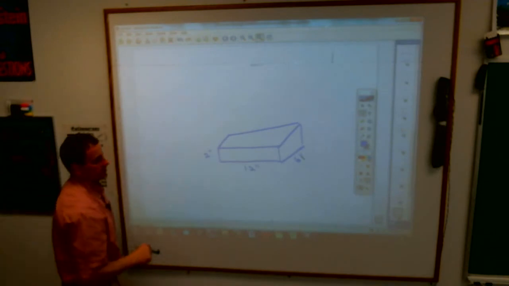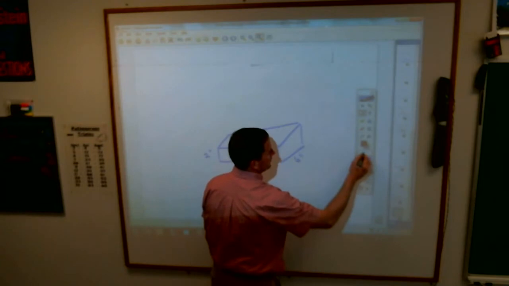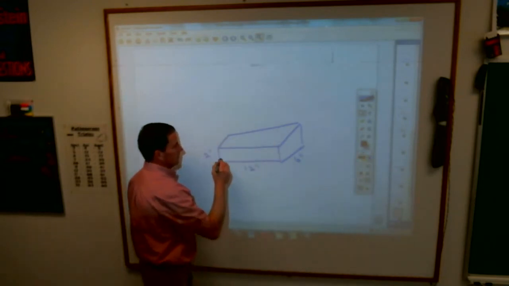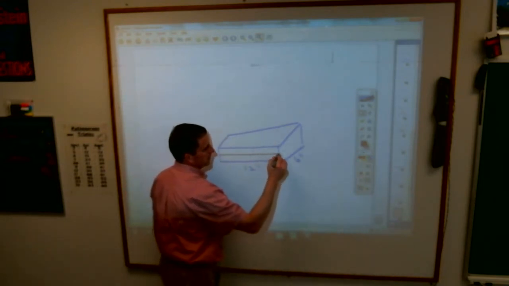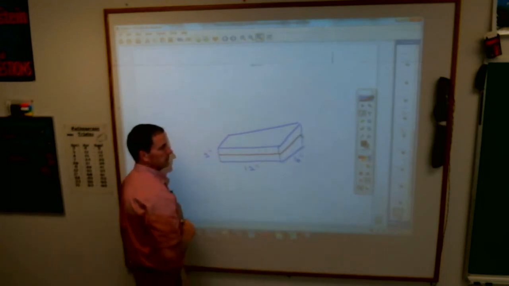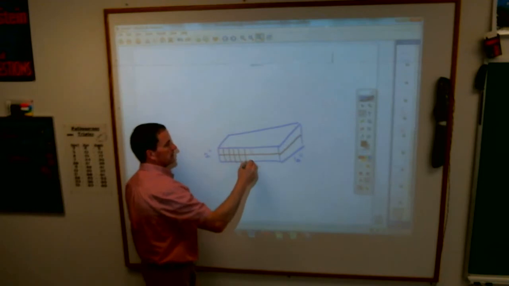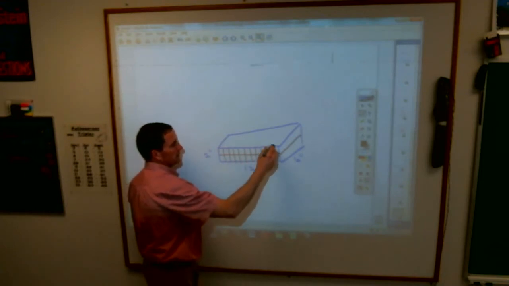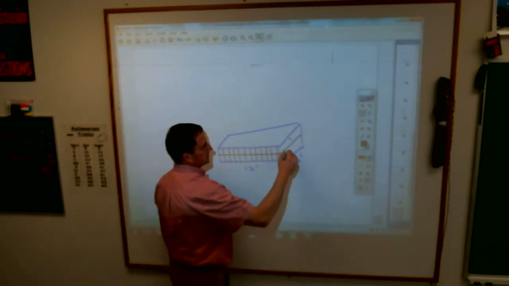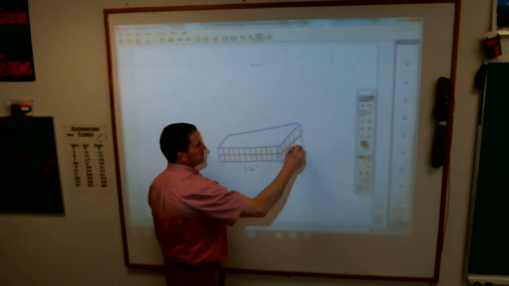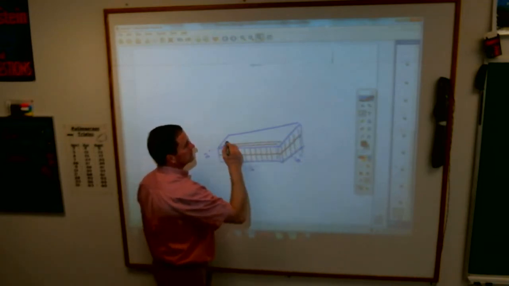Like I said, you could sit and draw all these cubes that it would take to make it. This is 2 inches high, so you put a line like this. It's 2 layers, 1 inch high. This is 12, so 1, 2, 3, 4, 5, 6, 7, 8, 9, 10, 11, 12 by 6. 1, 2, 3, 4, 5, 6, and then you can draw these.